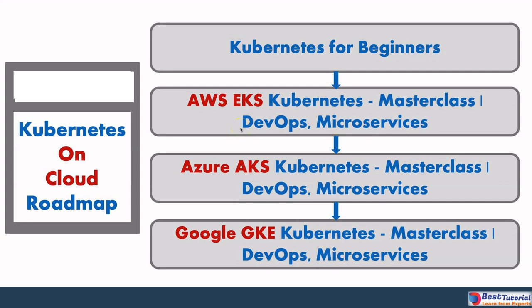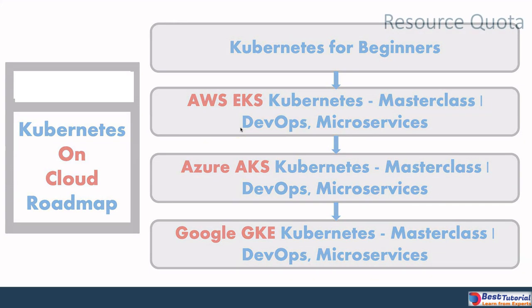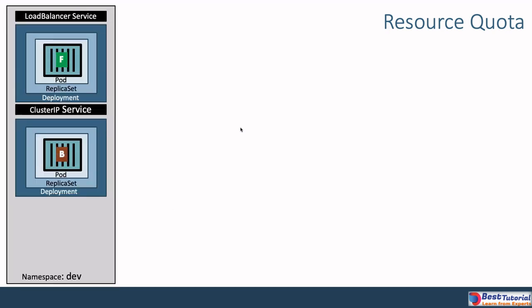Welcome back. In this lecture, we are going to understand one more Kubernetes concept called resource quota in combination with namespaces. Combination in the sense of how you can define the resource quota per namespace. So that's what we are going to learn. Let's take a namespace named dev, and then we have our front end and back end deployments and everything inside that.